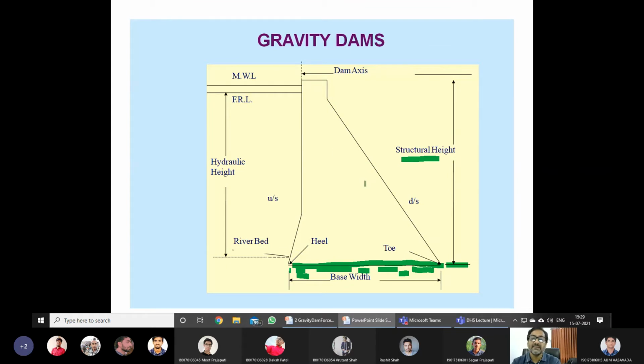So the structural height is this, written on the downstream, which I have explained many times, and upstream explained many times. The whole shape of the gravity dam is like a shoe. This is the toe side of the shoe, the foot, and this is the heel side. You could imagine your leg, your foot, and the toe and heel, and the bottom portion is the base width of it. This is the top width, and this is the dam's axis. This one is the dam's axis. Okay.